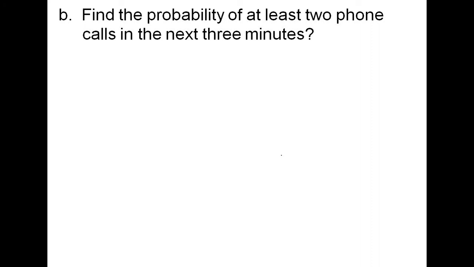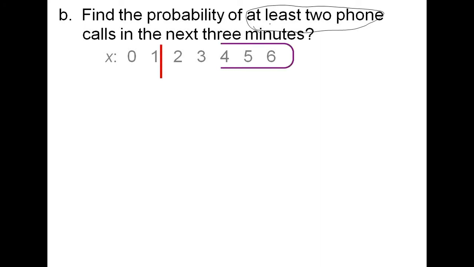And next, find the probability of at least 2 phone calls in the next 3 minutes. At least 2 phone calls. So, since we know that 3 minutes we will have 6 in average. So now at least 2 phone calls, meaning that we want more than or equal to 2. So this is how we want. Of 6 phone calls, we just want 2, 3, 4, 5, 6. And 0, 1 we don't want.